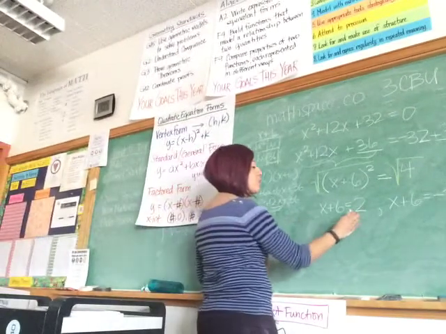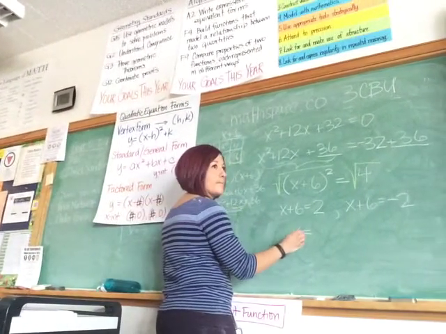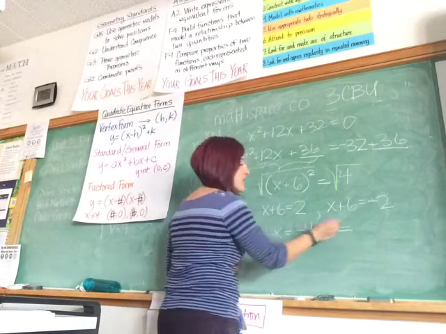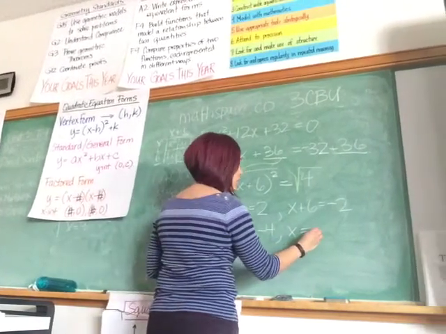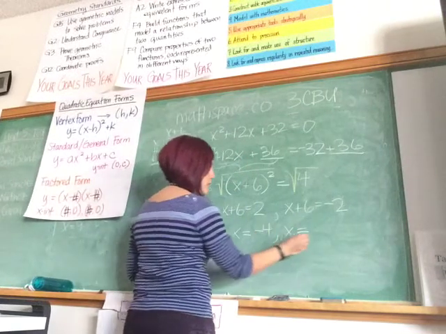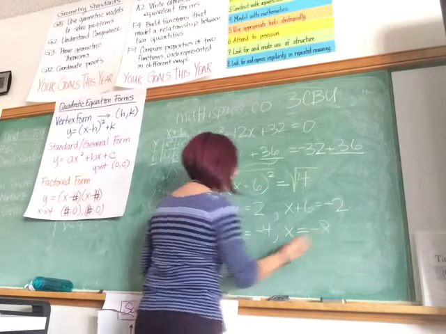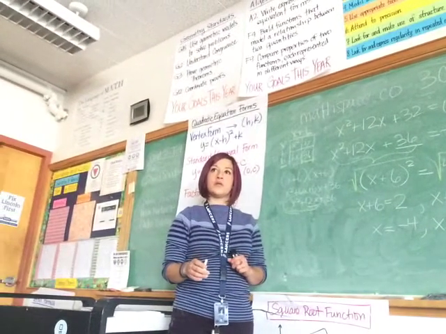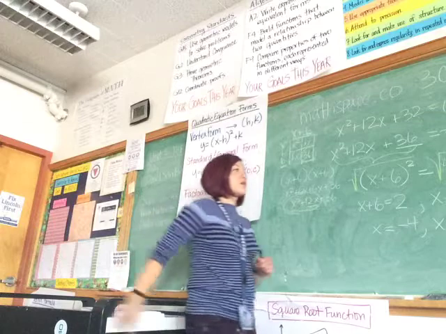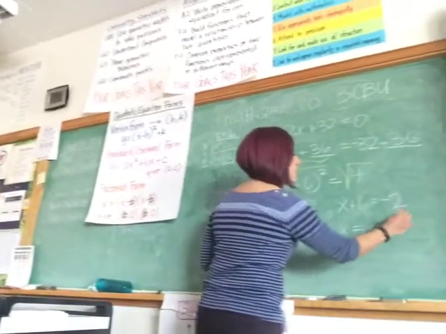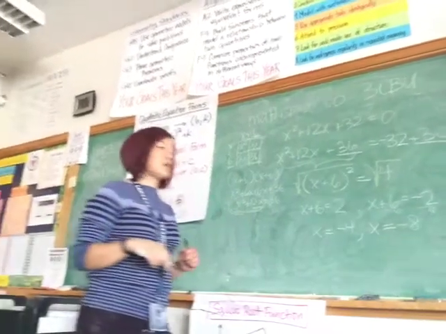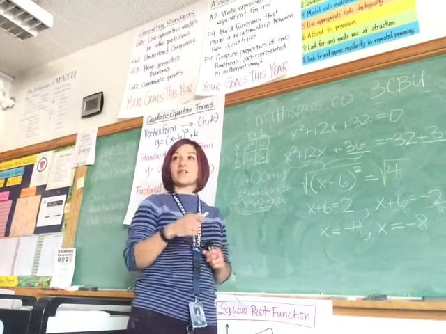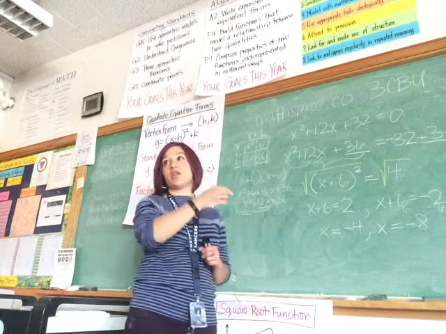So x is equal to negative 4, and x is equal to negative 8. How did I get that? Because I subtracted 6 from both sides. Negative 2 minus 6. Okay? So I have x equals negative 4 and x equals negative 8 as my solution to this particular equation.